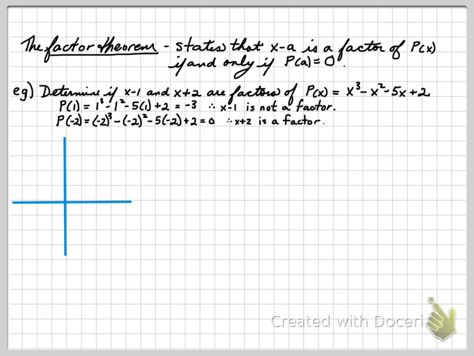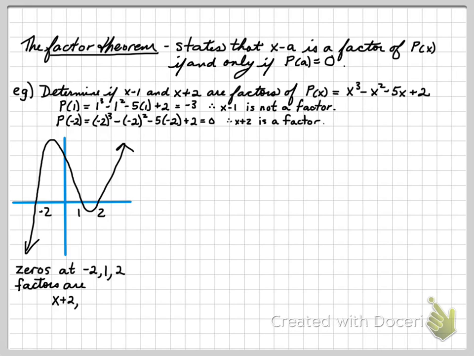That's how that works. If we looked at a graph, we can see that the roots are at negative 2, positive 1, and positive 2. That tells me there are zeros at negative 2, 1, and 2, and the factors are x plus 2, x minus 1, and x minus 2.